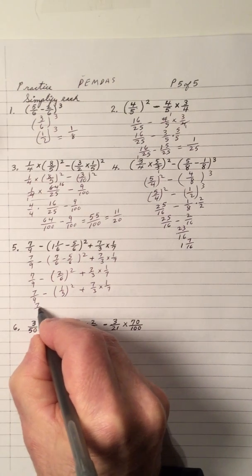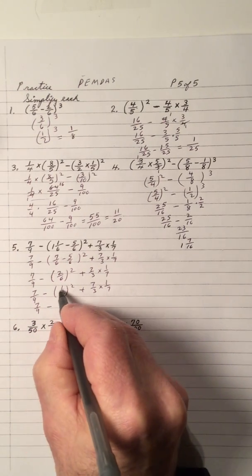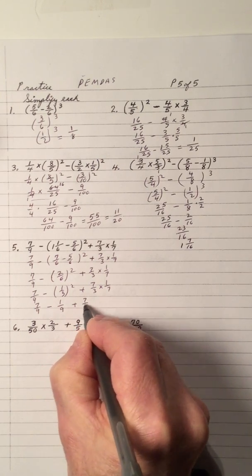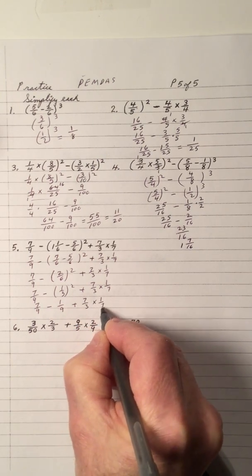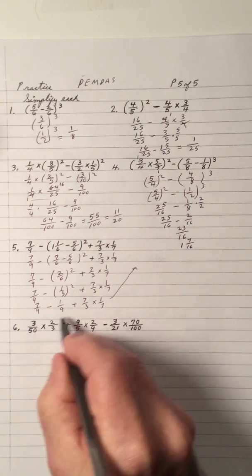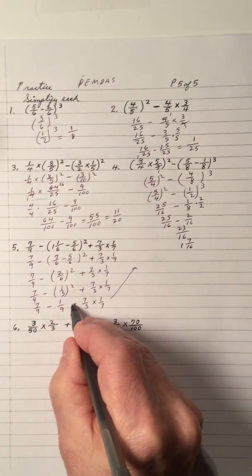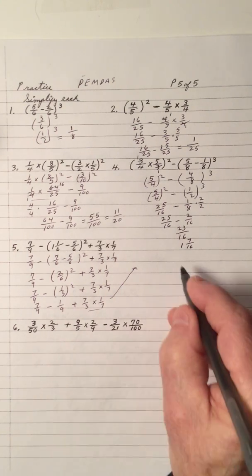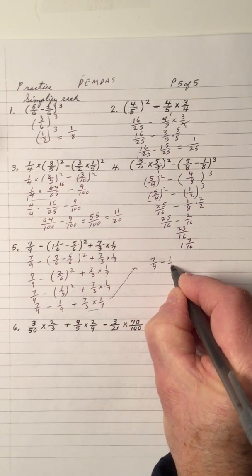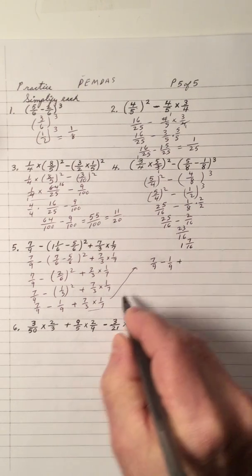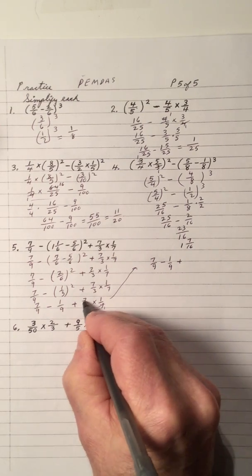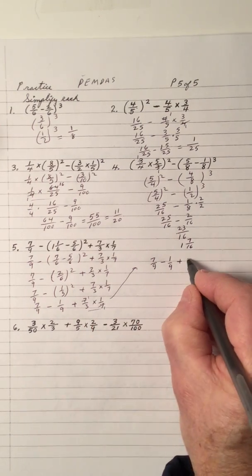Now I have to do my powers. 1/3 squared is 1/9. One step at a time. So let's go up here. And I have to subtract, add, and multiply. So I have to multiply first. So 7 over 9, leave it alone. 1 over 9, leave it alone. Plus, and 7 over 3 times 1 over 7, the 7's cancel. And I get 1 over 3.